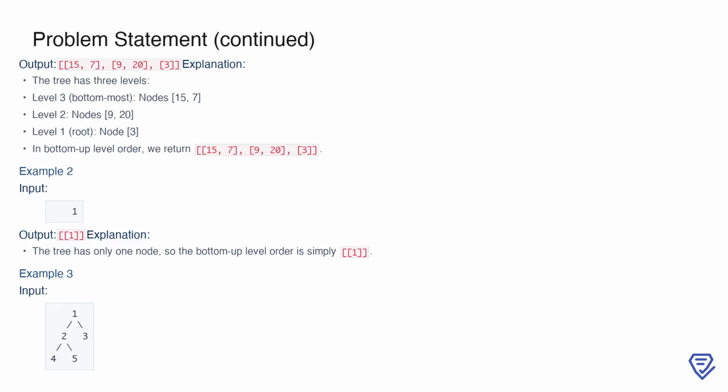In the second example, we have a tree with just one node, the root, which has a value of 1. Since there's only one level, the output is simply [1]. Now let's move on to a slightly more complex case.